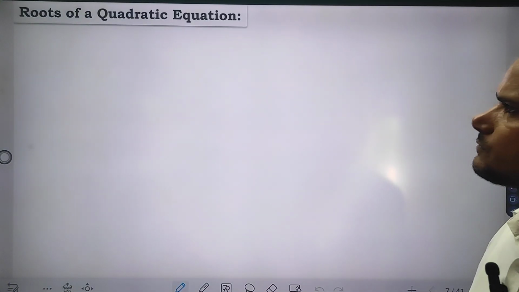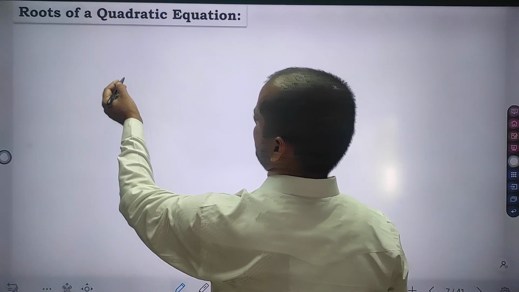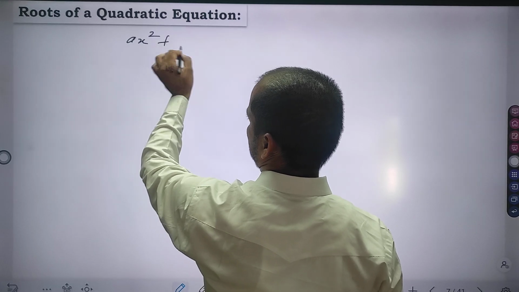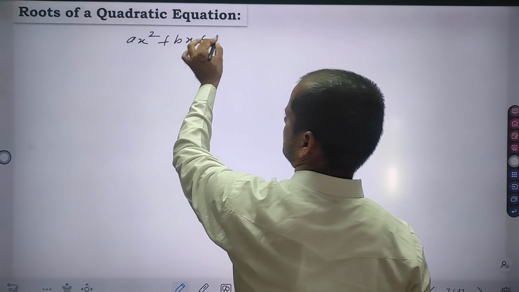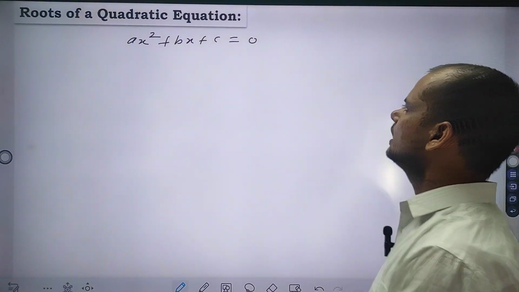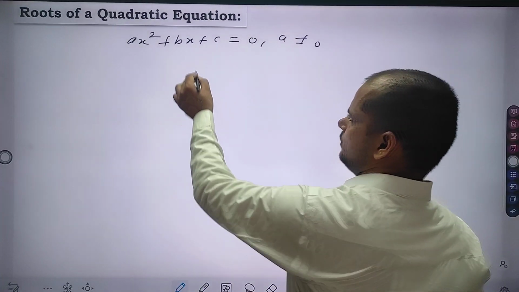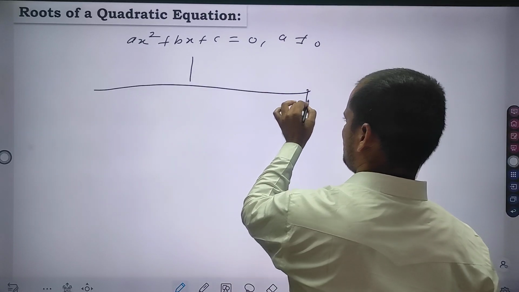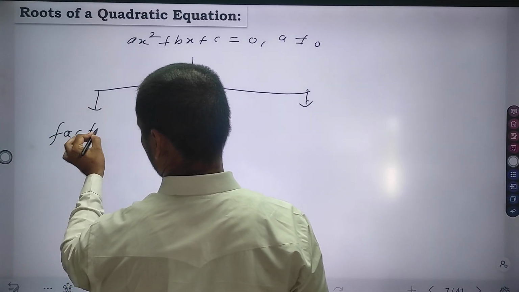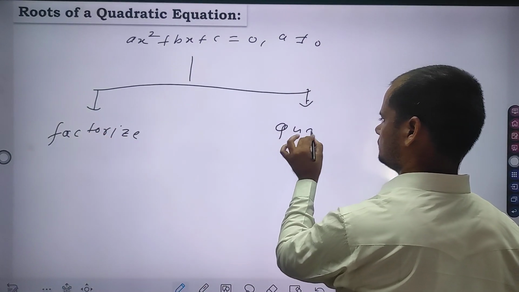Now, roots of a quadratic equation. Let's suppose we have the general form of a quadratic equation ax square plus bx plus c equal to 0, where a not equal to 0. Now we have two methods to find the roots of a quadratic equation. First, factorize, and second, quadratic formula.